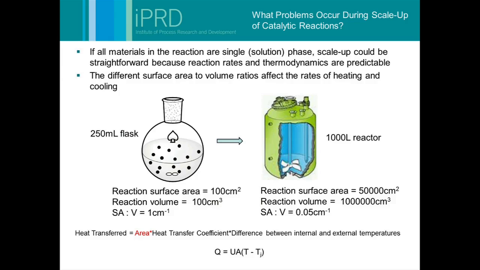If we do the same reaction, but now at 1,000 litres, the volume is 1,000,000 centimeters cubed, the reaction surface area is 50,000, and the surface area to volume has gone down by a factor of 20. So that means it's much harder to remove the heat in that reaction. So the heat transfer equals the surface area in the system times a constant, the heat transfer coefficient, times the difference between the internal and the external temperatures. So for chemical engineers, this is a very important equation that allows them to think about the energies that are being dissipated in a process.